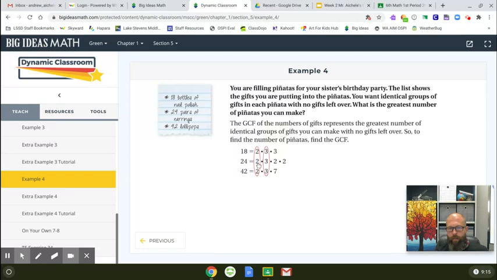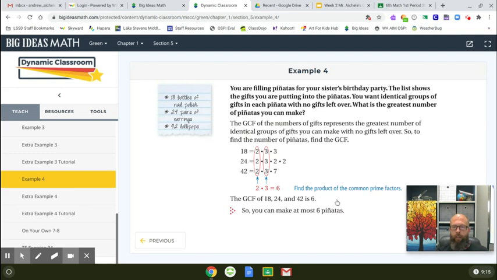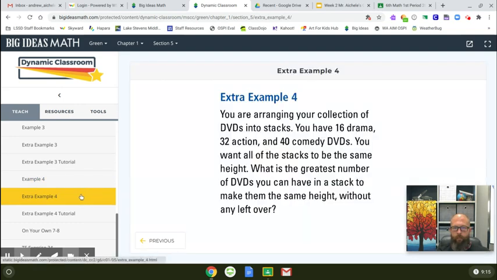And so now we are circling the common factors, and we're going to find the product of those common factors, which is 6. So the GCF of those three numbers is 6. Therefore, you make 6 pinatas. So that's just a fancy way of asking you the GCF. Same thing here, long words, but it's just asking you the GCF of these three numbers.